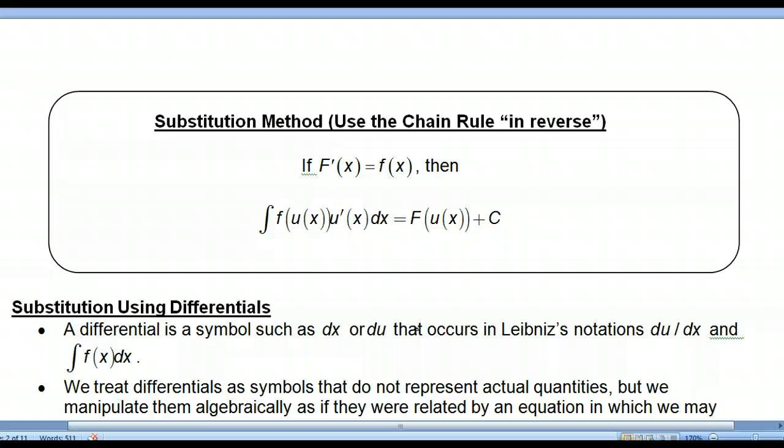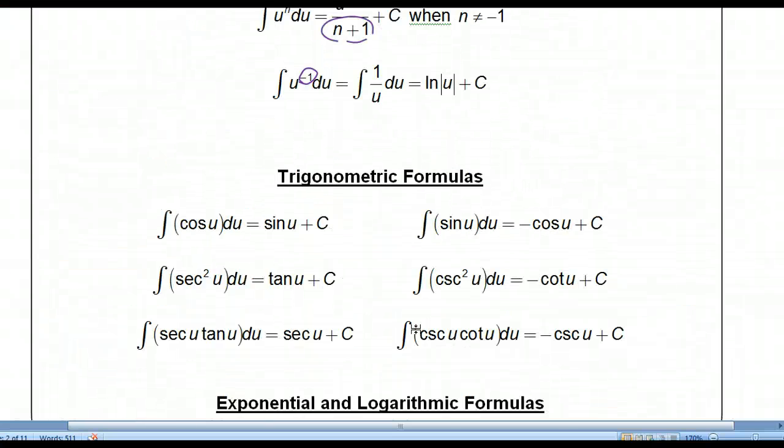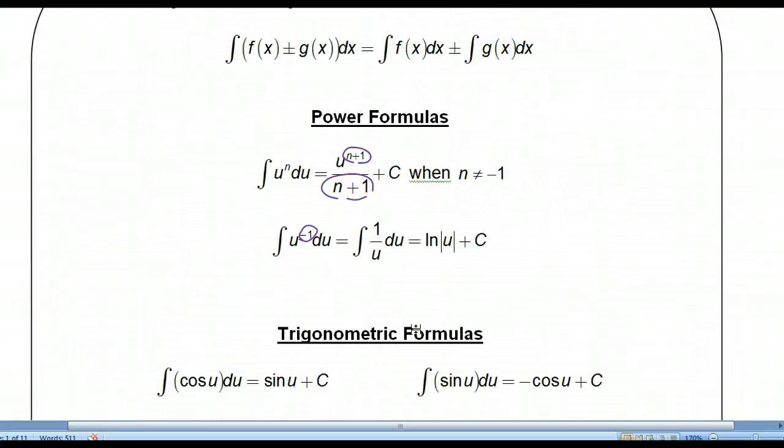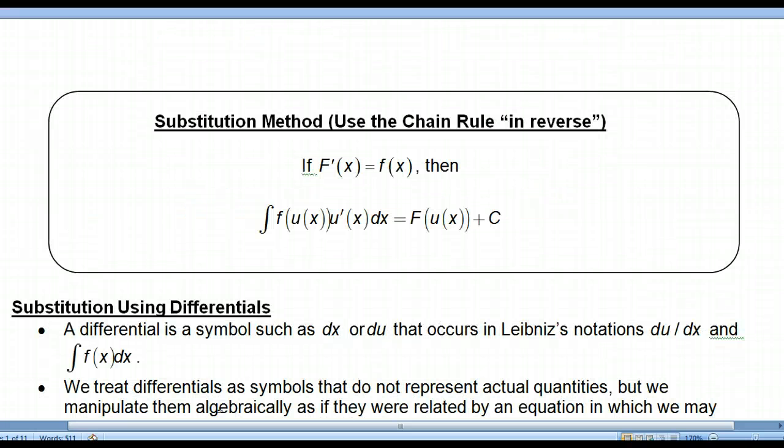Remember, right up here? The integral of u to the n du equals u to the n plus 1 over n plus 1. But I had something other than just u. I had an x plus 7. So that changes everything.